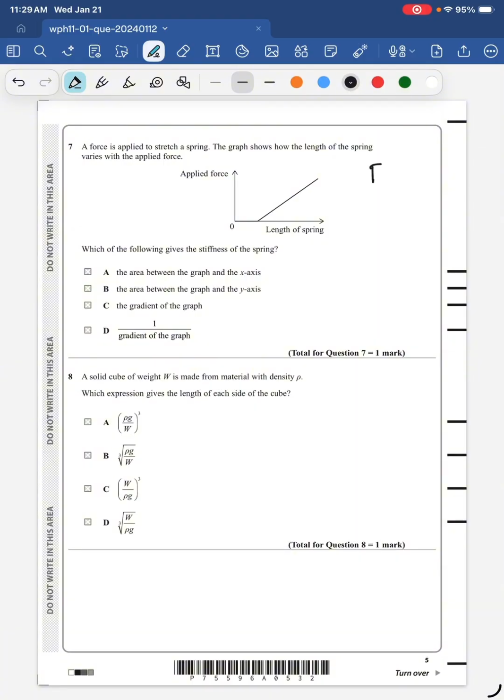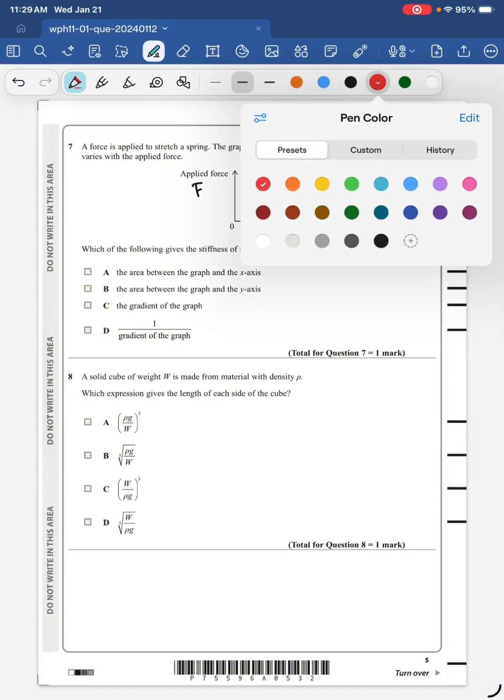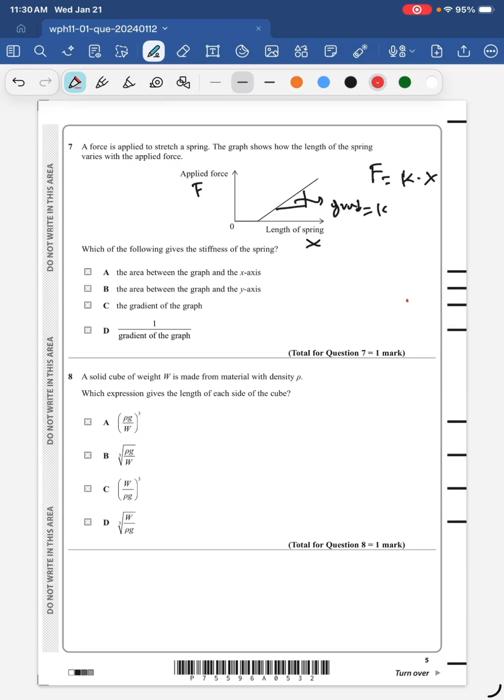Okay, this is easy. Force is kx, right? Actually minus, but we are taking the magnitude, I guess. So we have the force here and the length x here, therefore it's the gradient, right? So the gradient is equal to k, and you can see this from the linear equation over here. So C.